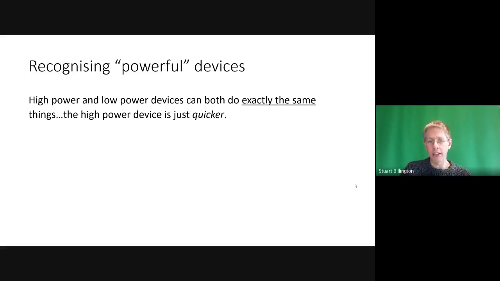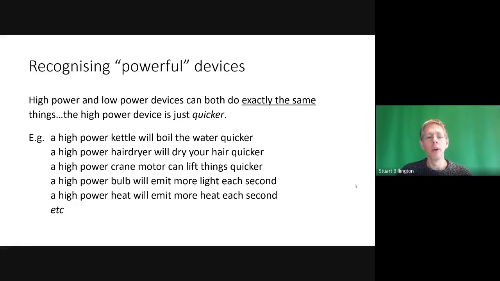So in physics, a powerful device isn't one that can do stuff. It's a device that can do stuff quickly. So for instance, if you've got two kettles, the higher power kettle will boil the water more quickly, but they will both boil the water eventually. A high power hairdryer will dry your hair quicker, but they'll both dry your hair. A higher power crane motor can lift things, and so can a lower power crane. They'll both lift the same weight. It's just that the higher power crane motor will lift the weight more quickly.